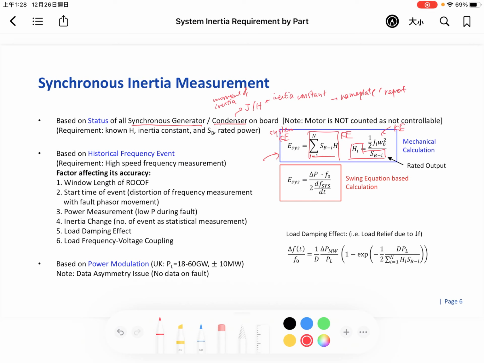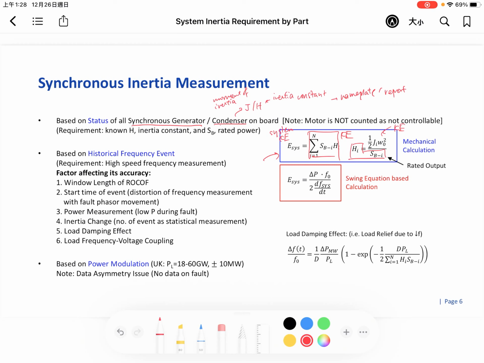It's a simple method because it's all about what you know, but the problem is that there is some generator that you may not have the constant for, or there is some kind of motor connected or some kind of load which is responsive to frequency, then it's all unknown. And that's why we try to use something that we can measure.